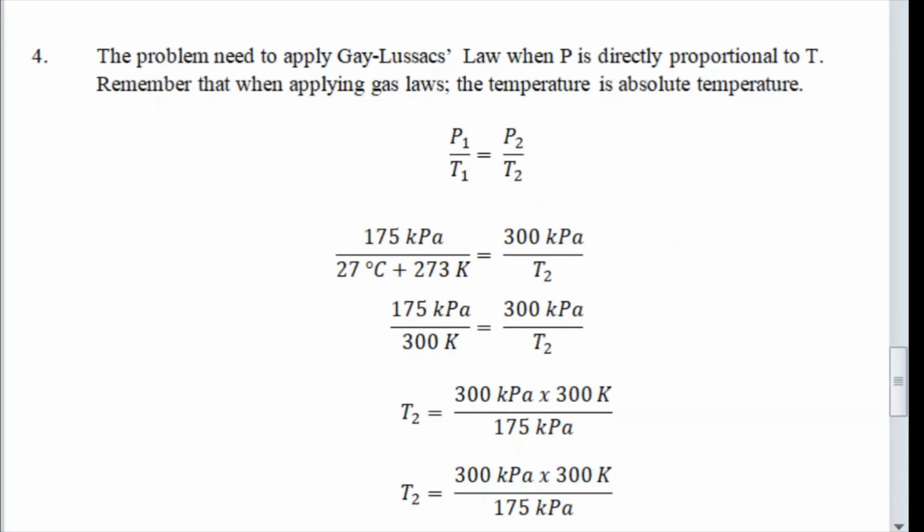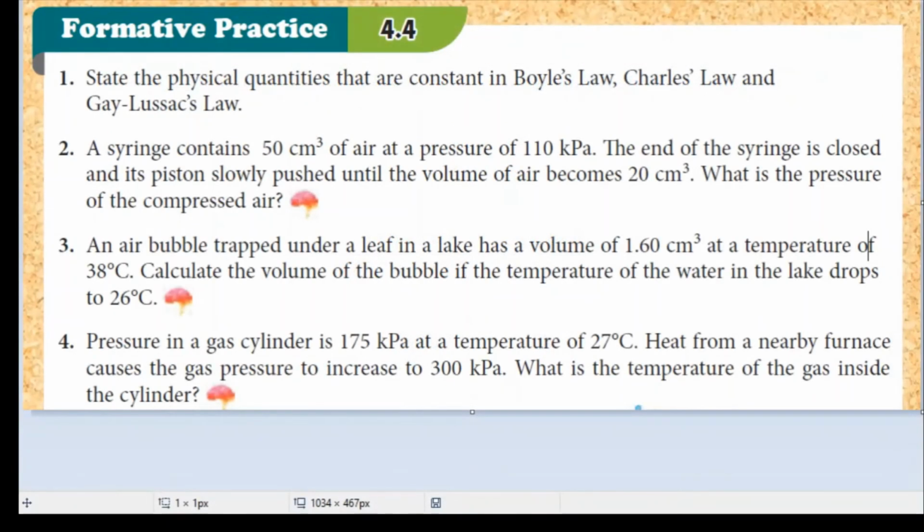To solve this problem, we need to apply Gay-Lussac's law, where P is directly proportional to T. It means that when temperature increases, the pressure will increase too. If you refer again to the question, the final pressure of the gas had increased. So we expect that the temperature also will increase based on Gay-Lussac's law.